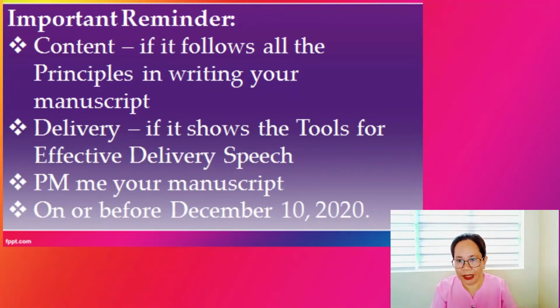Okay. Paki-PM yung manuscript din para at least alam ko na tama ang sinasabi ninyo doon sa hawak kong manuscript ninyo. Then, pwede nang isend ang video on or before December 10, 2020. Again, PM. Then maybe you're going to ask me, Ma'am, English po ba? Yes, of course, English. Uulitin ko, hindi ko kayo hahanapan ng malalalim na salita.